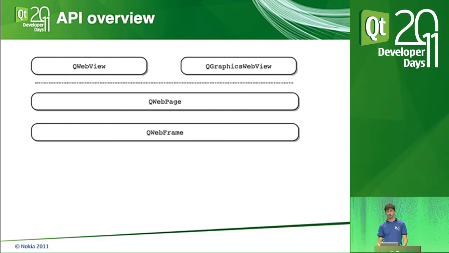They both share the fact that, so the dash line is supposed to give you an idea of where the off-screen, on-screen limit is. So they both use Qt web page internally, and Qt web page consists of a set of Qt web frames. So you have a main frame, and if there are iframes in the page, there might be other frames that you can go iterate over and act upon. So those are the classes you're going to start using right away. Qt web view or Qt graphics web view, depending on your needs, and then you might have to use the web page, use the web frame, depending on what you want to do.